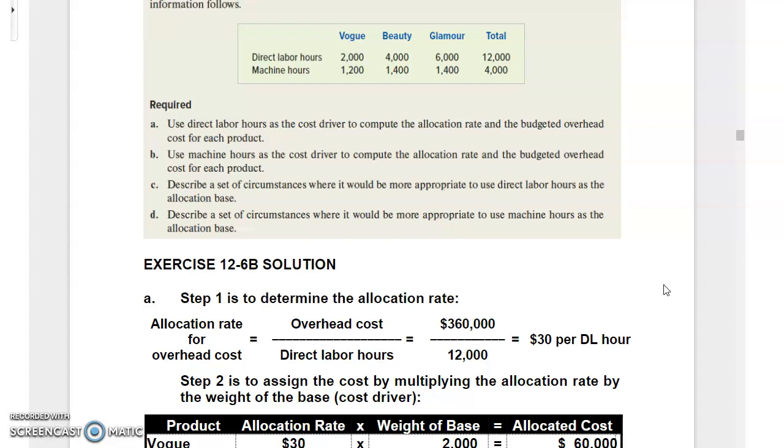On the other hand, if the machine hours are the majority of the cost, so let's say it's a highly specialized machine, costs a lot to buy, costs a lot to run, but we have very few direct labor hours related to it, then machine hours would be an appropriate cost driver.